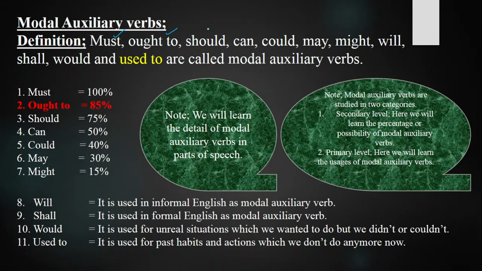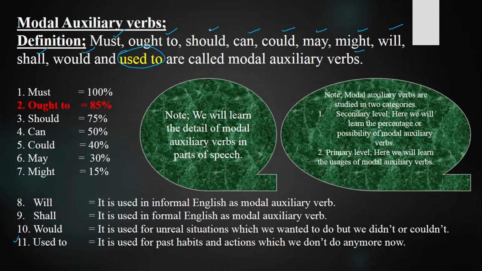Must, ought to, should, can, could, may, might, will, shall, would and used to are called modal auxiliary verbs. One thing you might have noticed is that used to is written in yellow, to clear your confusion. Modal auxiliary verb used to needs a little bit of discussion. We will have a lot of discussion about it at the end, when we start the 11th part of speech, the 11th modal auxiliary verb.